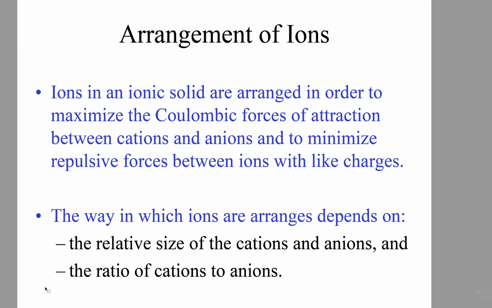And the way they arrange themselves depends on the size of the cations and the anions. So if you have a very large atom and a very small atom, and you align them in that lattice, or unit cell as it's called, they're going to try to maximize and minimize those situations.